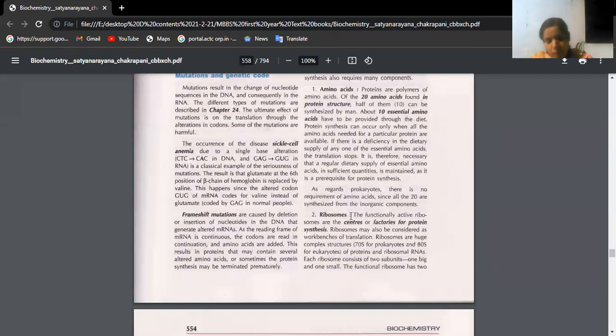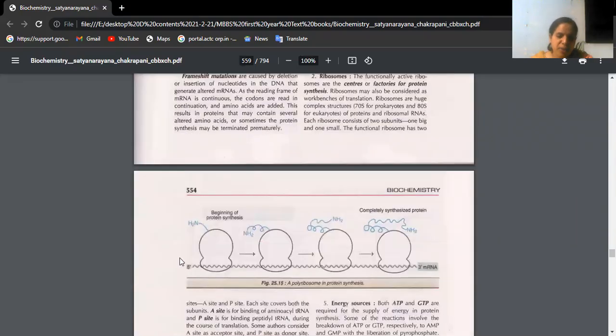Then we know ribosomes are the factories where protein synthesis takes place. Now, this is a very good picture which gives you a complete concept of what is happening during protein biosynthesis. We know we have three different types of RNAs: ribosomal RNA, messenger RNA, and transfer RNA. Very good. If you see this structure, this is actually the ribosome.